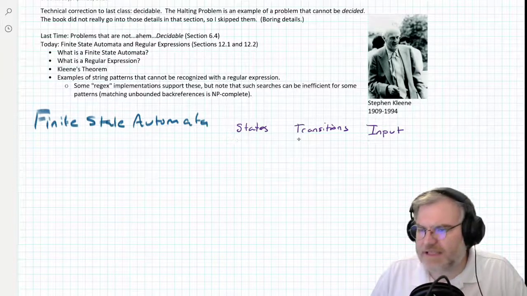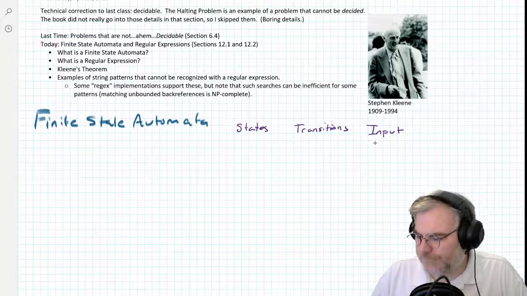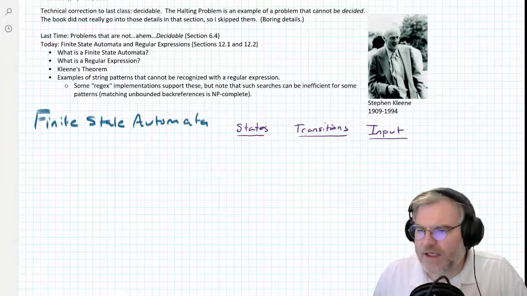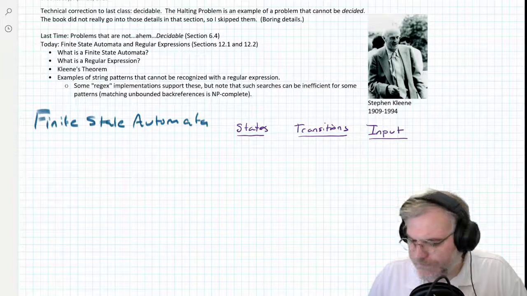So I've got states, I've got transitions, and I've got input. Now, an input is just a string of characters.